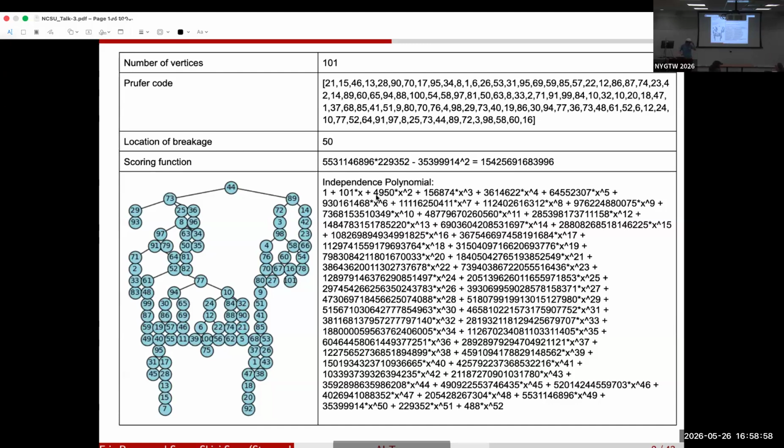Obviously, if you pick a random tree, you're not going to get a counterexample, because otherwise people would have found it by trial and error, right?